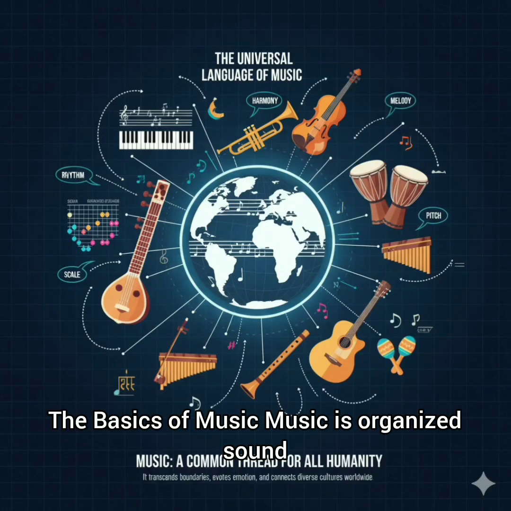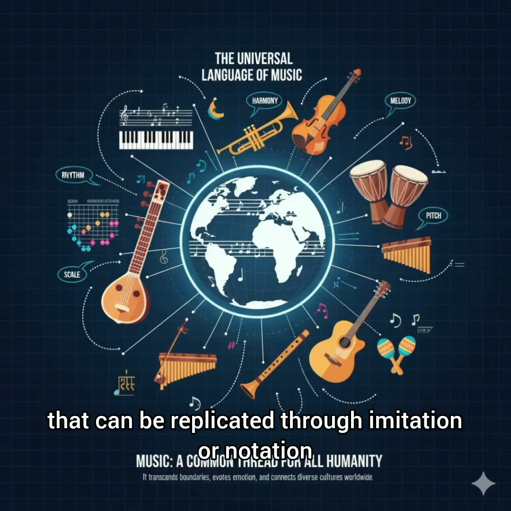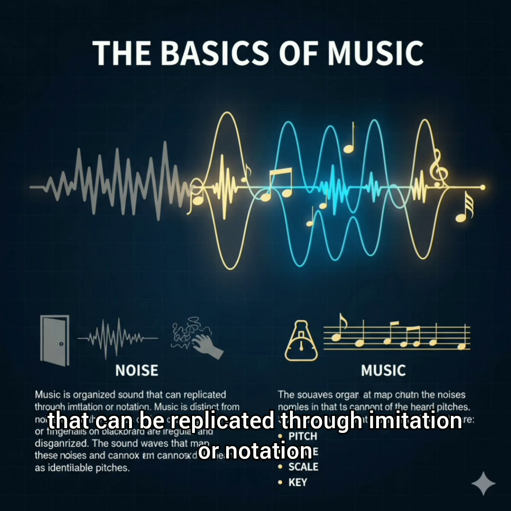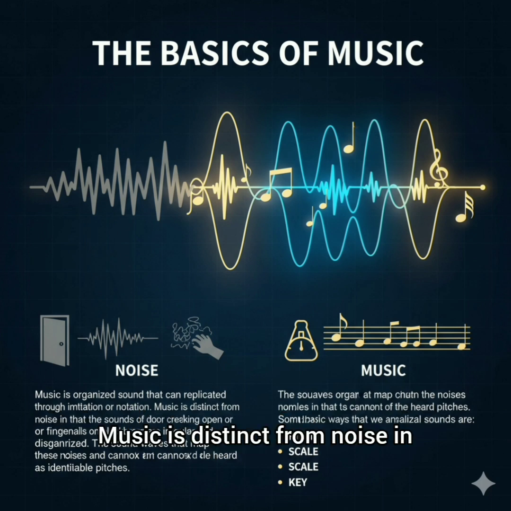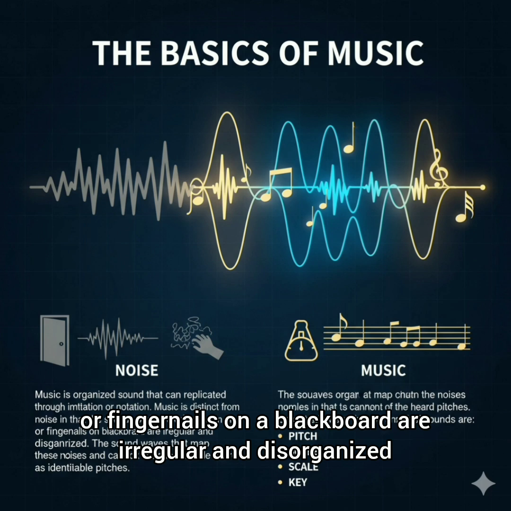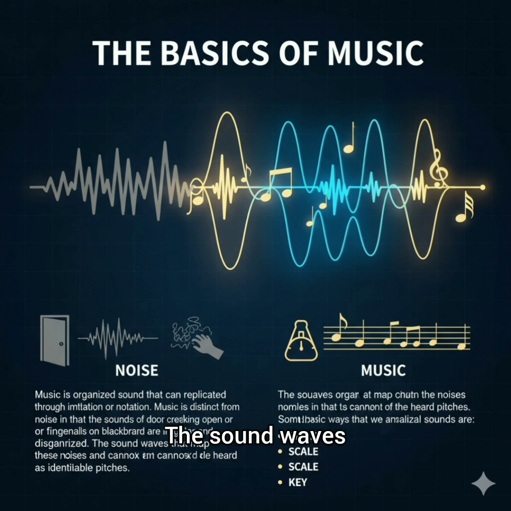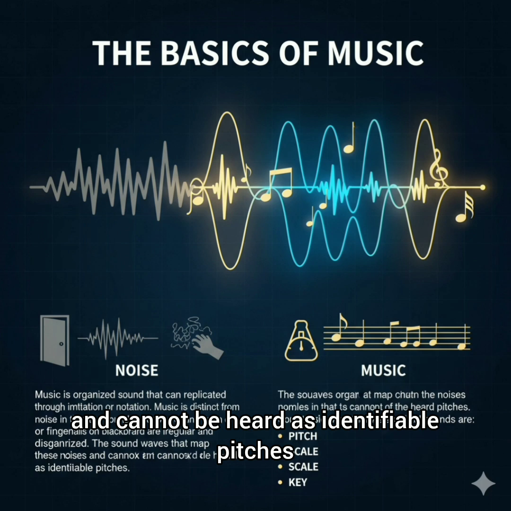The basics of music. Music is organized sound that can be replicated through imitation or notation. Music is distinct from noise in that the sounds of a door creaking open or fingernails on a blackboard are irregular and disorganized. The sound waves that map these noises are complex and cannot be heard as identifiable pitches.